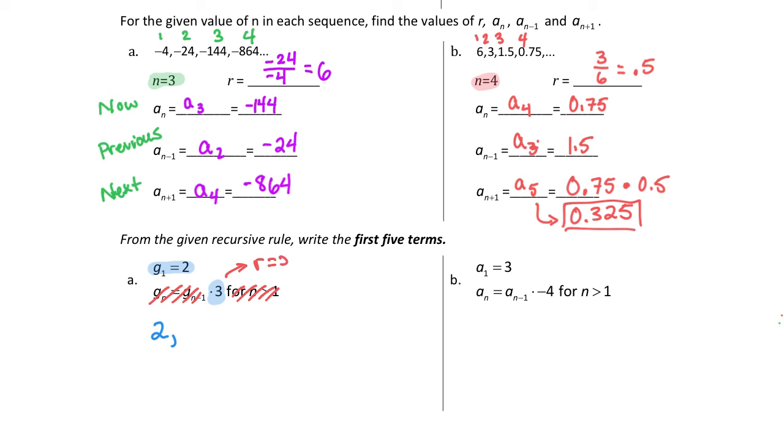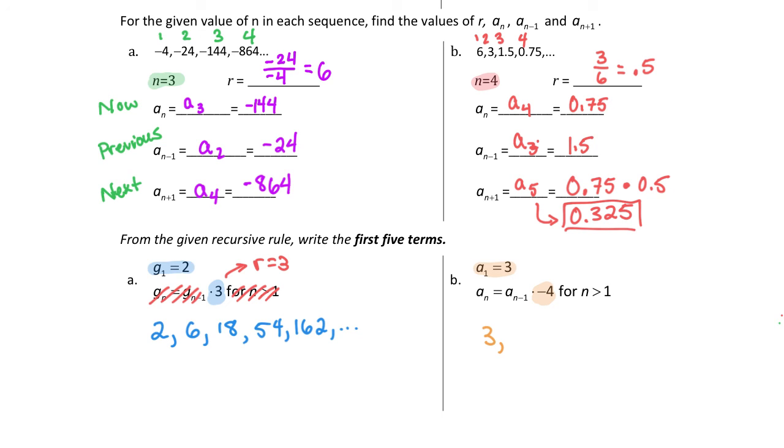So R equals 3. That means we're going to multiply each time by 3. That'll generate 2 times 3 is 6, 6 times 3 is 18, 18 times 3 is 54, and 54 times 3 is 162. I want you to try example B on your own and type in your answer.